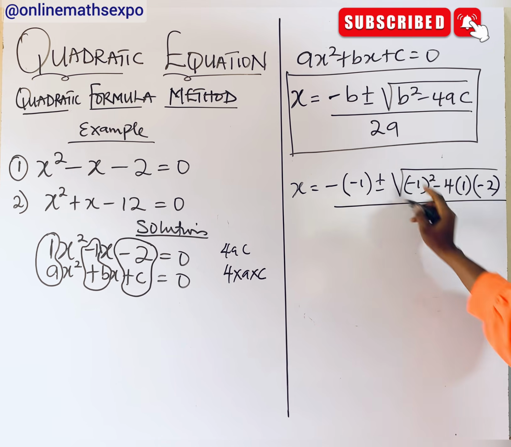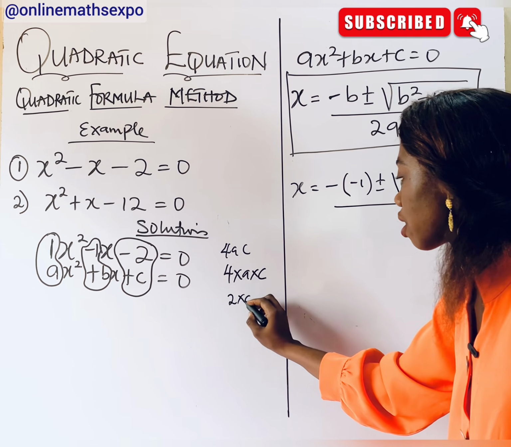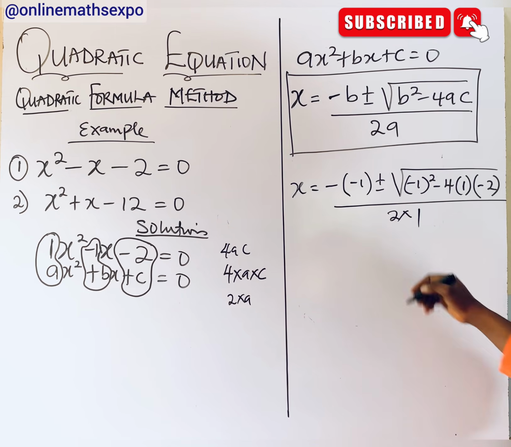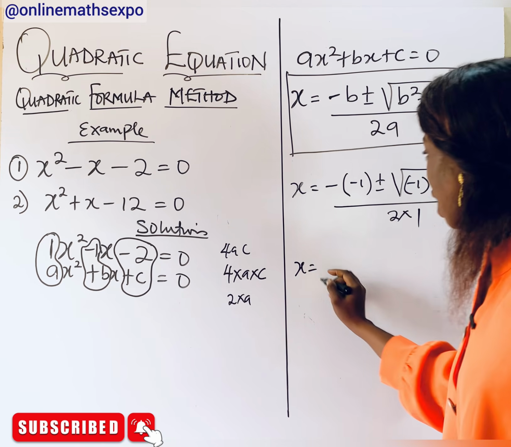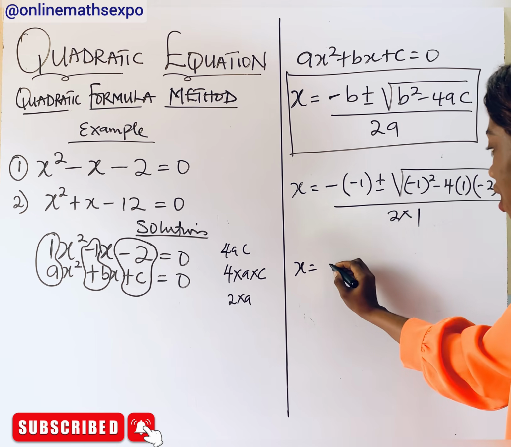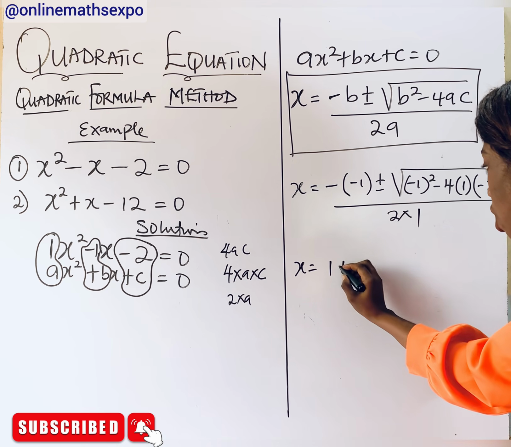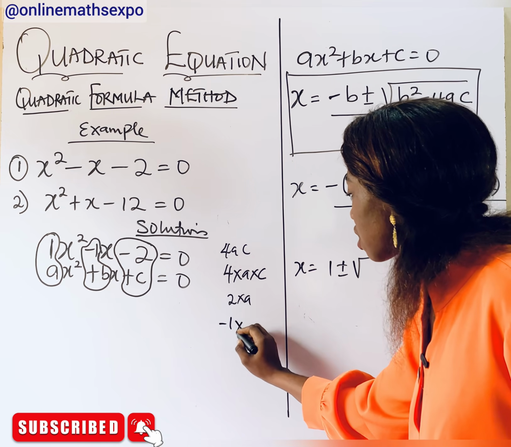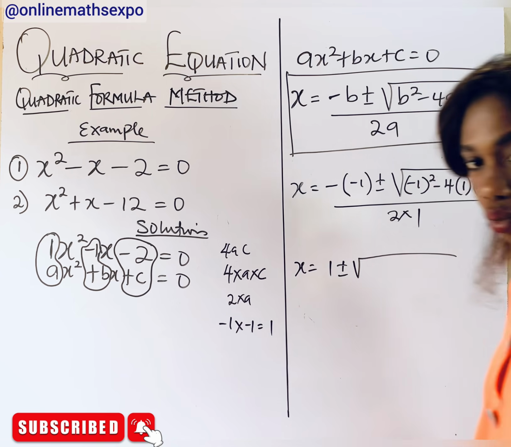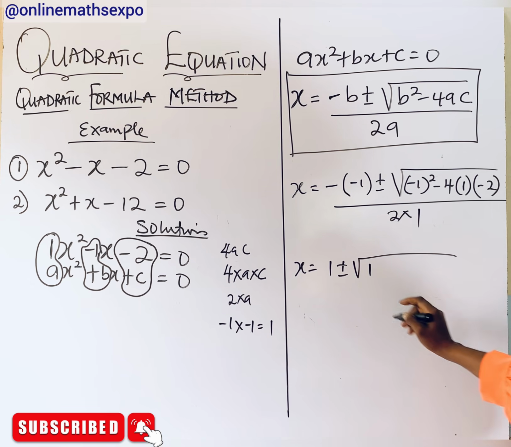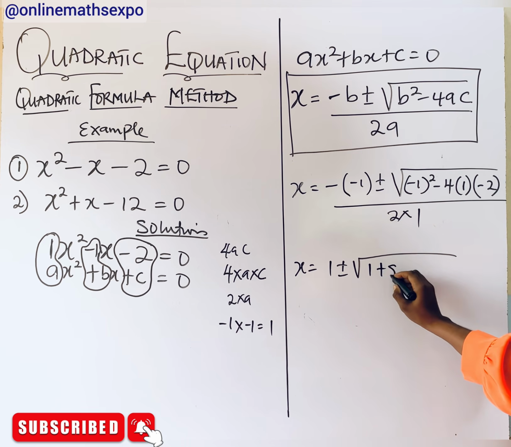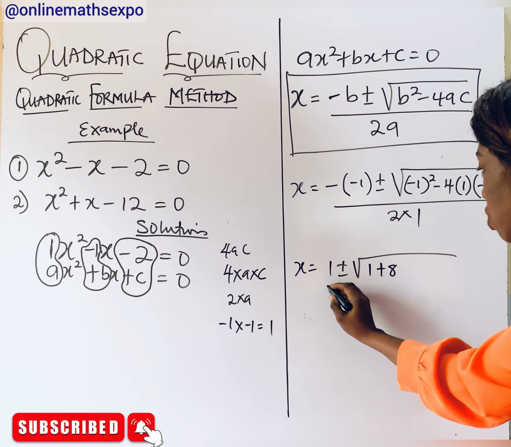And this is all over 2a. 2a is 2 times a. So we are going to have 2 times, what is our a? Our a is 1. So let's simplify. Our x will now be, negative multiplied by negative is positive. So we have 1 plus or minus square root. -1 squared is -1 times -1, which will give us 1. Did you see that? So we have 1. Then -4 multiplied by 1 is -4. And when it multiplies -2, it gives us +8. Did you see? Then 2 multiplies 1 will give us 2.